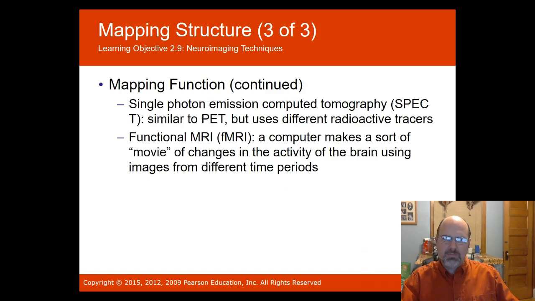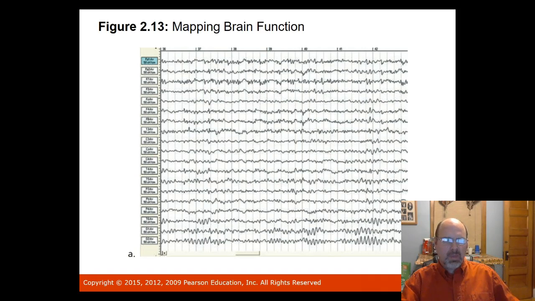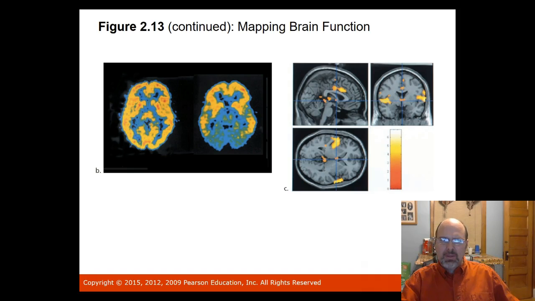The mapping function using a PET scan or MRI over time can look at what's called a functional MRI, which looks at the activity over time, and it shows mapping of brain function over time. This shows PET scans over time.